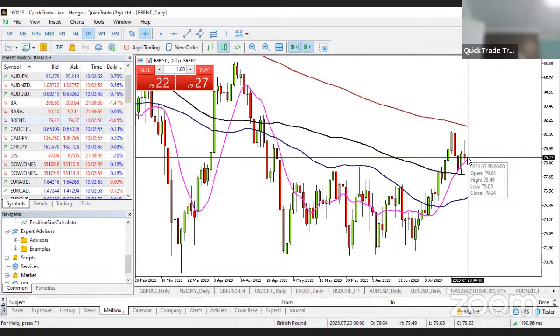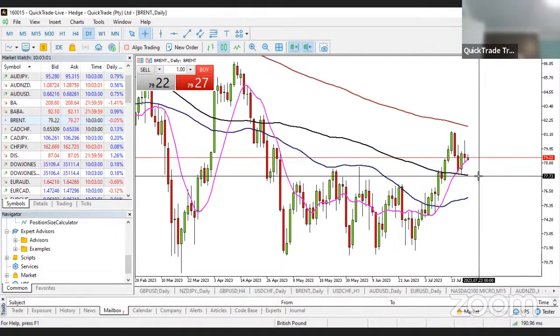But yeah, if you 77.80, where's that? Yeah, about 77.80, round about that, or slightly lower would be a better area to buy it. Yeah, that's my opinion.